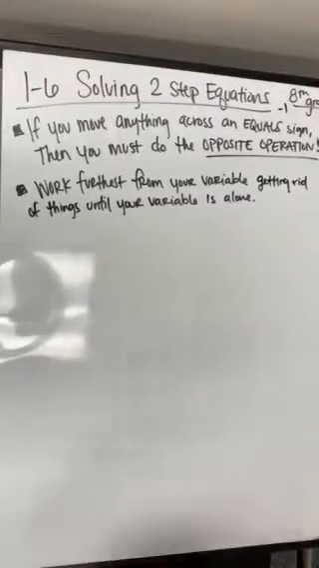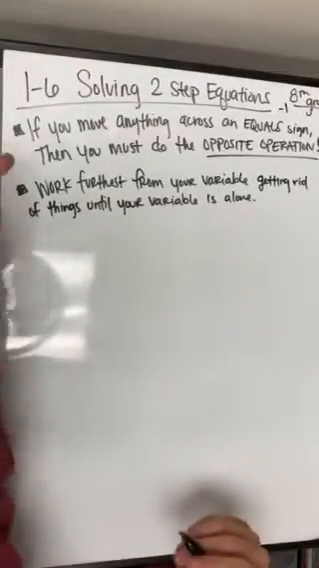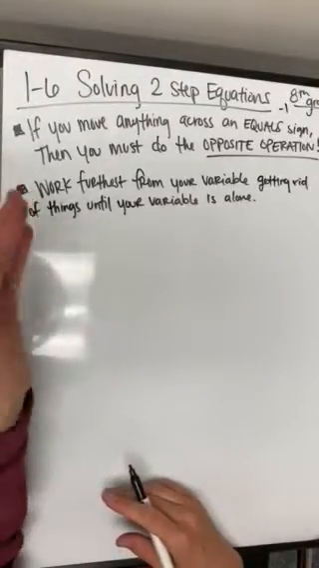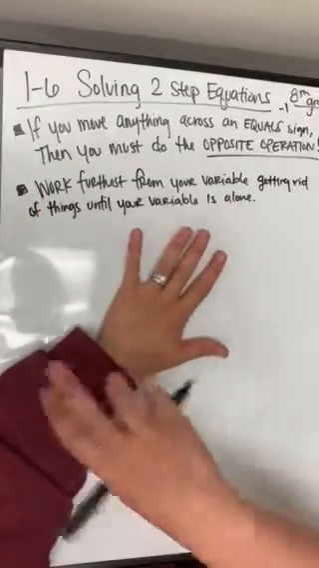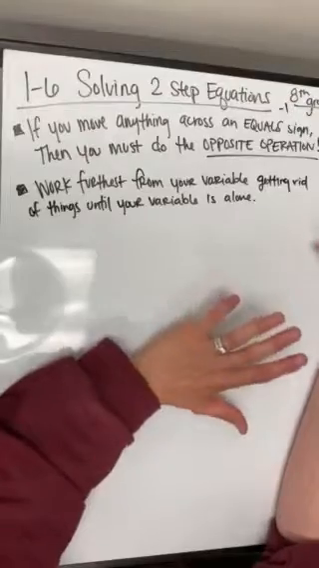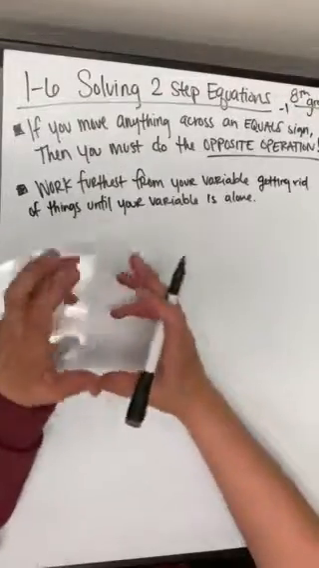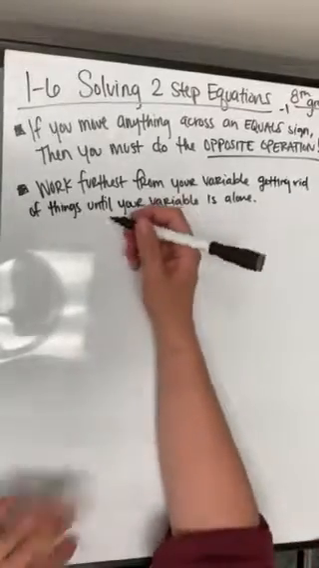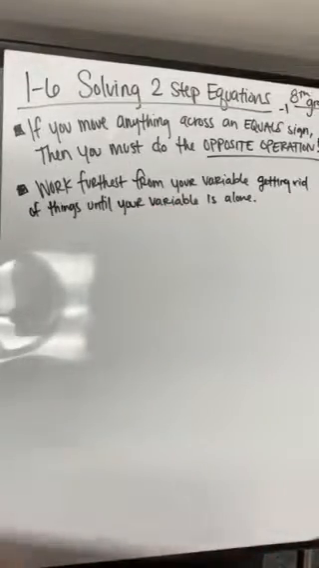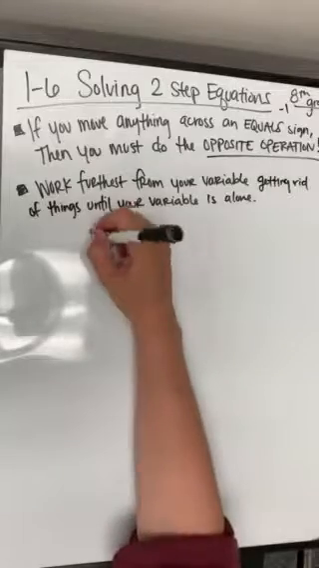Okay, solving two-step equations. If you move anything across an equal sign, remember you have to do the opposite operation. And because we have more than one step, we want to work furthest from the variable, getting rid of everything until your variable is alone. So let me show you a basic one.